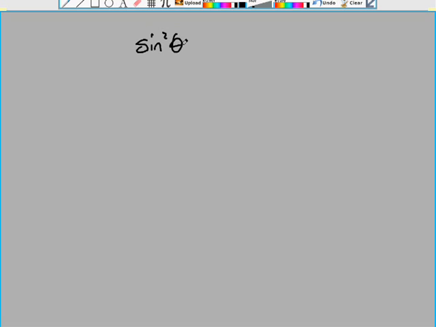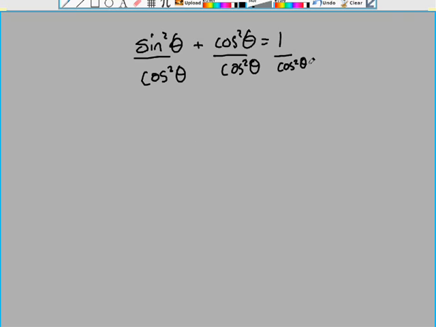Let's see, what else do we got? So we got sine squared theta plus cosine squared theta equals 1. Well, let's try dividing by cosine now. So if you divide by cosine squared on both sides, what do you get? Well, over here we just get tan squared theta, cosine over cosine, that's just 1. And then 1 over cosine squared, well, that's secant squared theta. All right, so there's another Pythagorean identity.